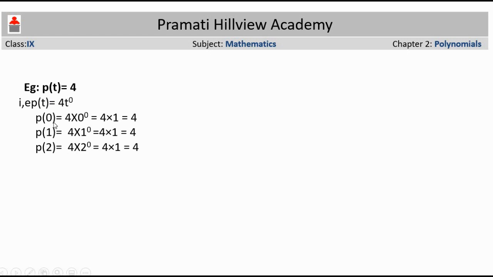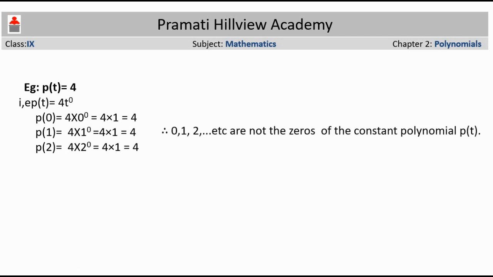If t becomes 1, then the polynomial p of 1 becomes 4 into 1 raised to 0, which is 4 into 1, equals 4. Also, when t takes the value 2, p of 2 becomes 4 into 2 raised to 0, which is 4 into 1, equals 4. Therefore, 0, 1, 2, etc. are not the zeros of the constant polynomial p of t. Hence, we can say that a non-zero constant polynomial has no zero.